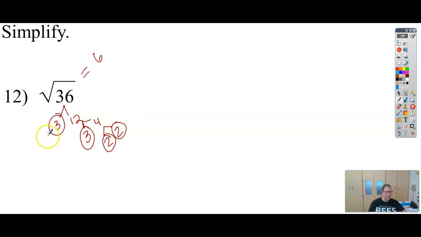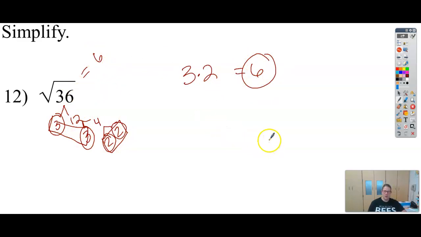So if you notice under this one, I have 2 3's, so I'd bring out a 3. I have 2 2's, so I would bring out a 2, and then no numbers are left. So if no numbers are left, that means my square root is going to go away. Or basically it's like the square root of 1, which is just 1. So 3 times 2 equals 6. So if everything comes out, that just means it was a perfect square, and the square root would disappear. Okay? Alright, let's try one that has a variable in it.